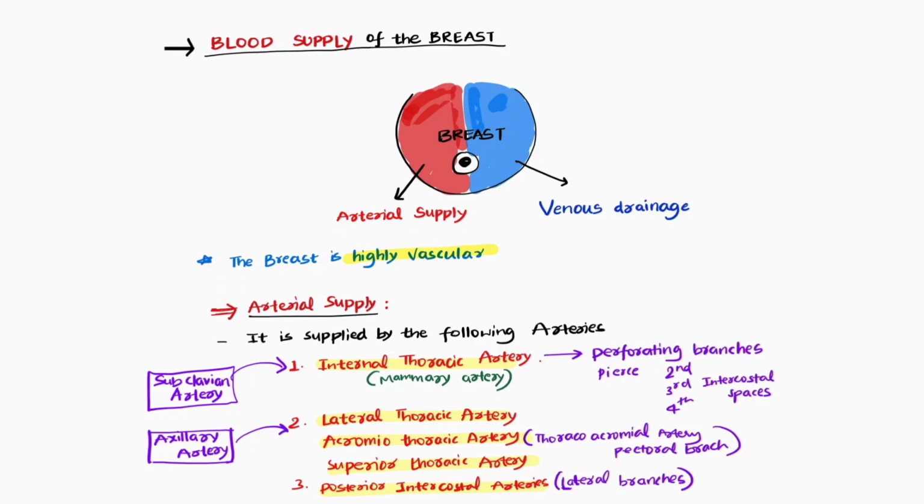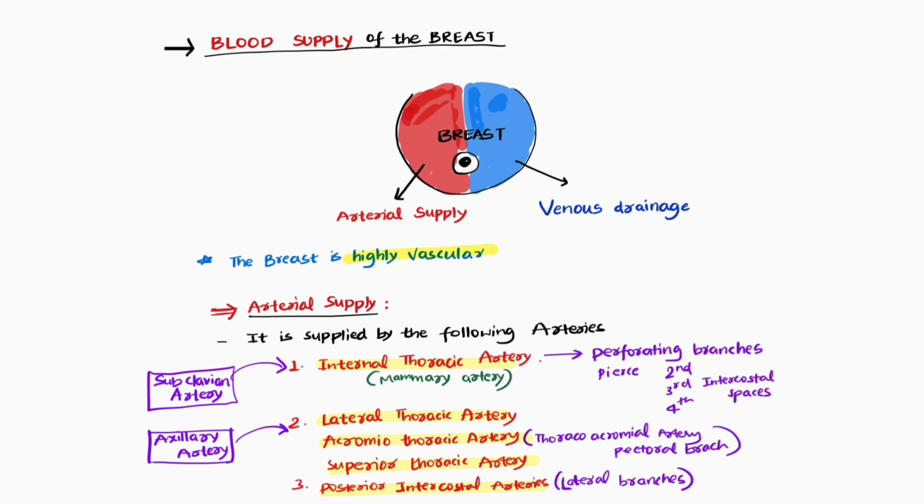So hi guys, this is part 3 of the mammary gland. Today we are going to discuss the blood supply of the breast, that is both arterial supply and the venous drainage, and also lymphatic drainage. The mammary gland is extremely vascular.